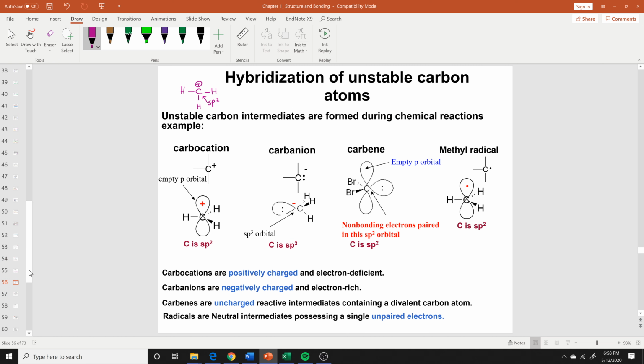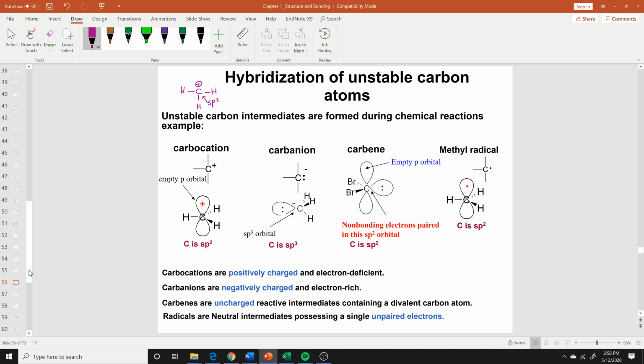So that p orbital is empty. So normally what we do, we draw it as a p orbital and we draw it as empty in there. There is no charge, nothing in there. A plus in it means it's an empty p orbital. But the hybridization of this carbon is sp2.